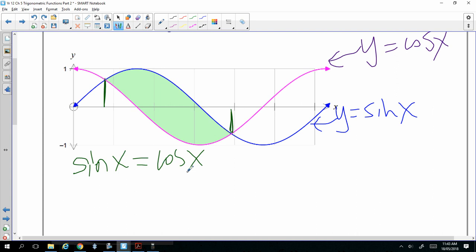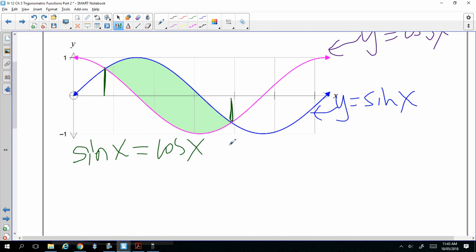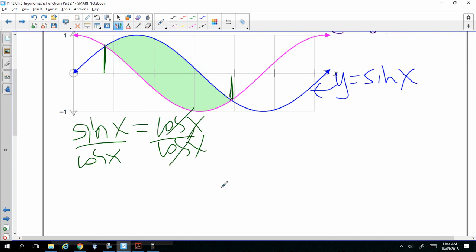Why do we do that? Because we want to get rid of the cos. And what's sine x over cos x? Tan x. And then you have to examine which quadrant. Tan x is positive in the first and third quadrant. Find out the related angle.